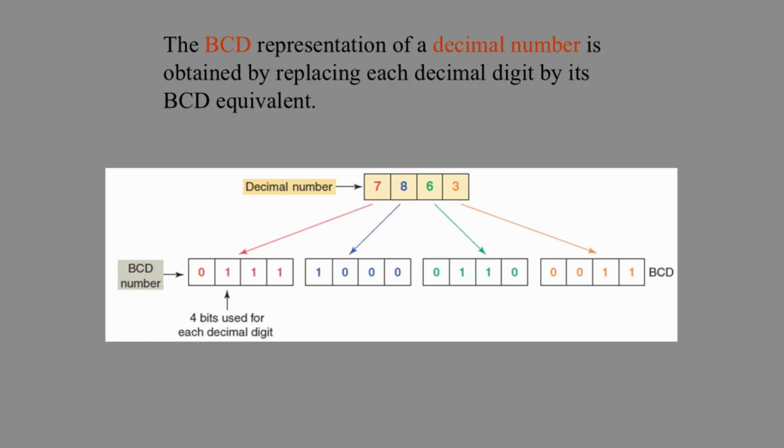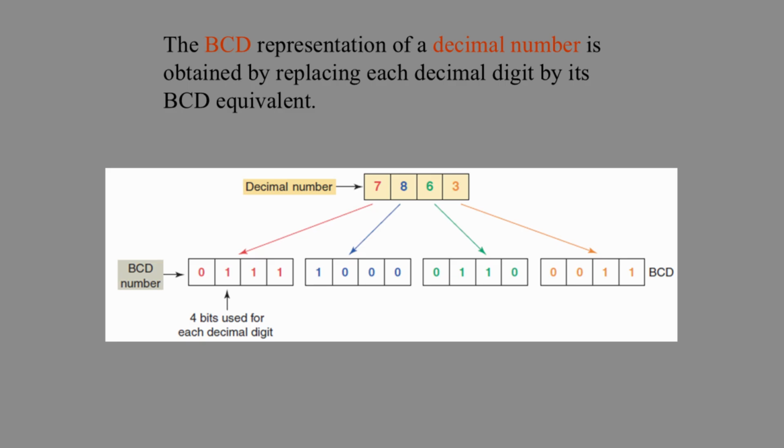Let's look at an example with the decimal number 7863. In BCD, the digit 7 becomes 0111, the digit 8 becomes 1000, the digit 6 becomes 0110, and the digit 3 becomes 0011. Putting these groups together, the decimal number 7863 is represented in BCD as 0111 1000 0110 0011. Notice how each decimal digit is simply mapped to its 4-bit binary code, rather than converting the entire number as one continuous binary value.